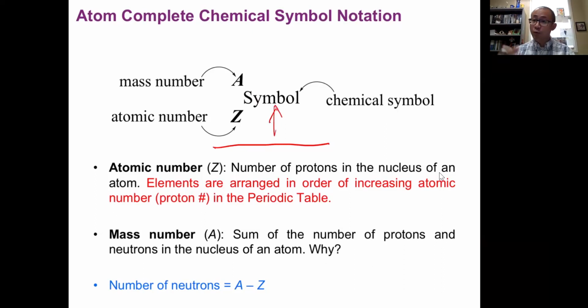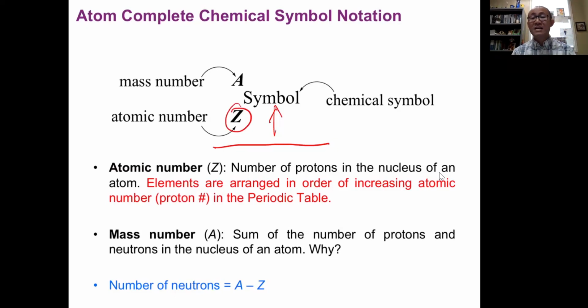The symbol of the element, as we learned in chapter 1, is either a capital letter or a capital letter followed by a lowercase letter. Now, on the left side of the symbol, you put two numbers, as a superscript and a subscript. The subscript number is called the Z number. We call that number the atomic number.